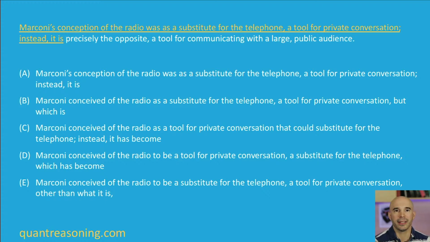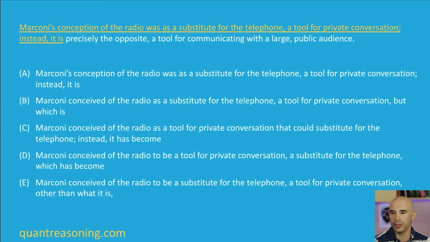"Instead, it is precisely the opposite." Okay, so we knew that, right? The radio ended up not being a tool for private conversation. It's a tool for communicating with a large public audience. And if we really focus on the non-underlined text, as we should, what do we have there? "Precisely the opposite, a tool for communicating with a large public audience." So let's go to the remaining answer choices now.